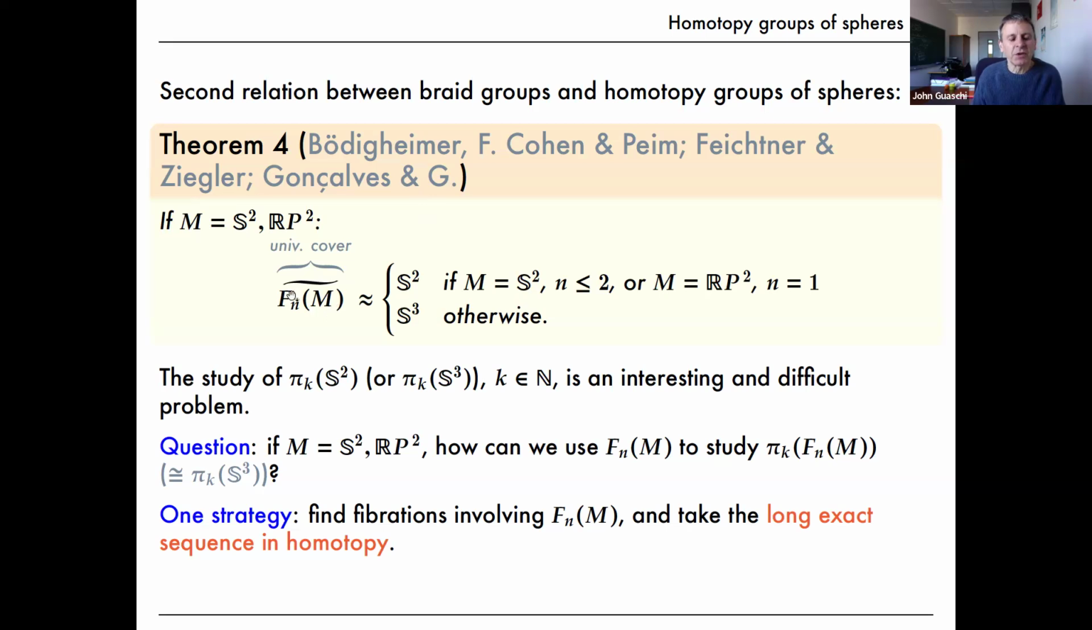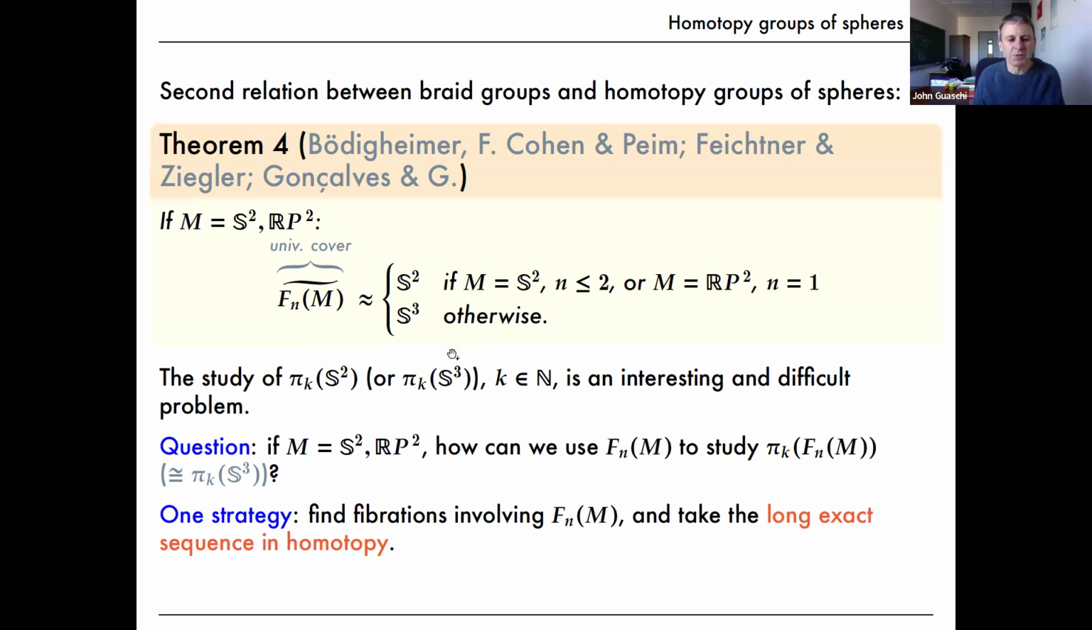So this is the universal cover of the configuration space. We take M to be either the two-sphere or the projective plane. Well, it turns out that this space has the same homotopy type, or is homotopy equivalent, either to S2 or to S3. So most cases it's S3, and there are a small number of cases where it's S2.